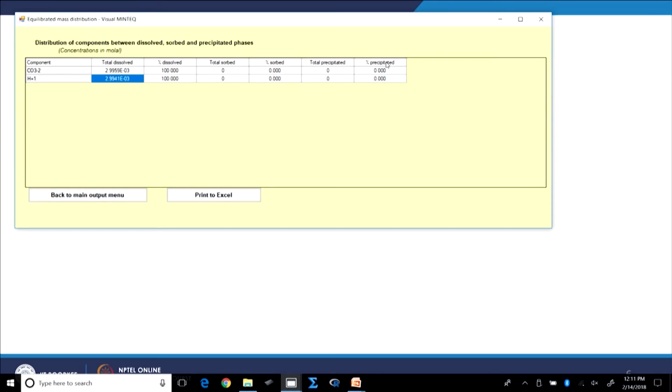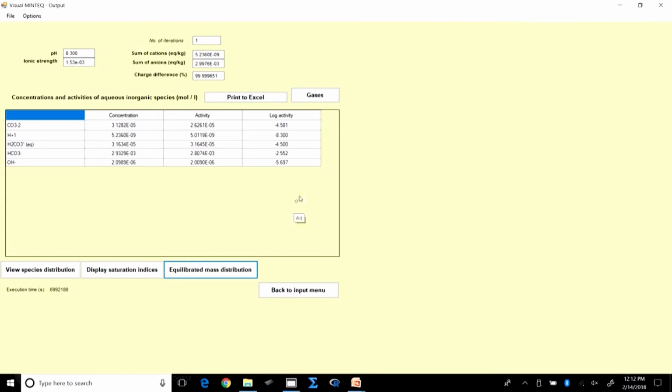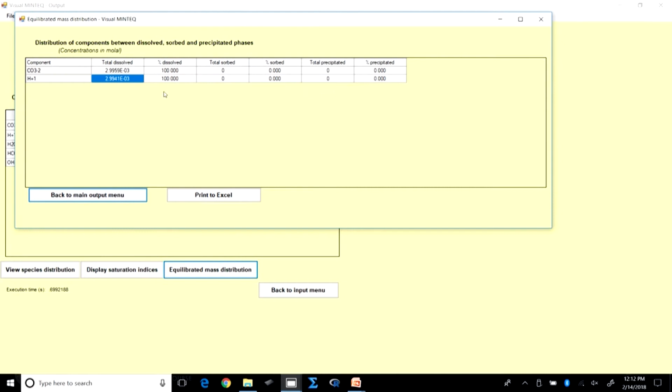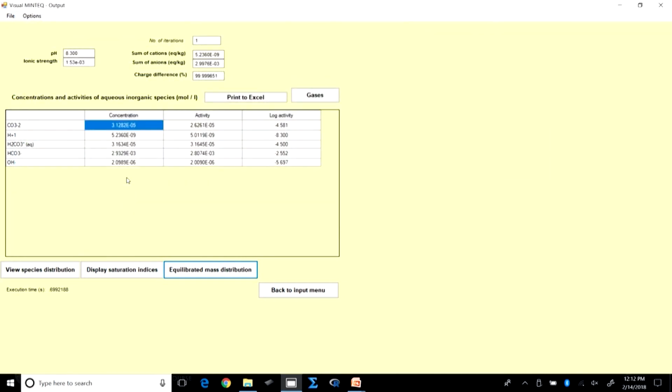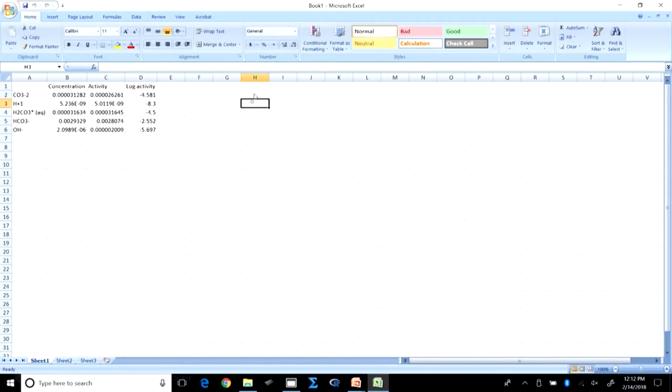So obviously if I wanted to, I could have also looked at the sum of CO3 2 minus, H2CO3 and HCO3 minus, as I did earlier, but obviously you can also look at the equilibrated mass distribution and go through with that, or just for the sake of understanding, let us see if that is going to be the case or not. Here I am going to try to calculate CO3 total. So I will print this to Excel and let me try to calculate CO3 total.